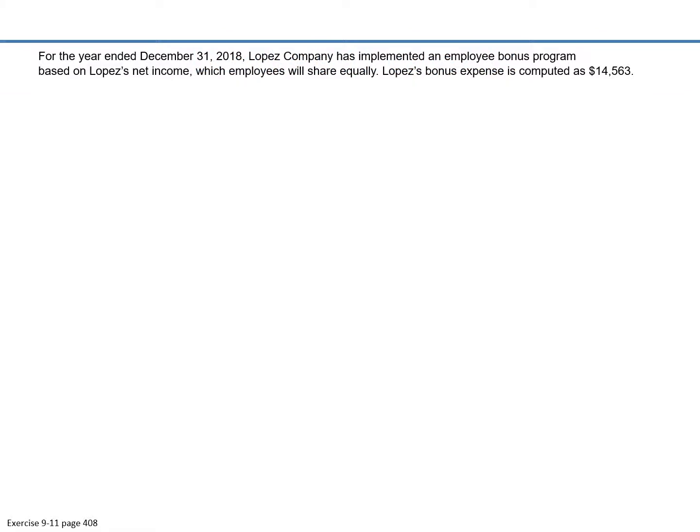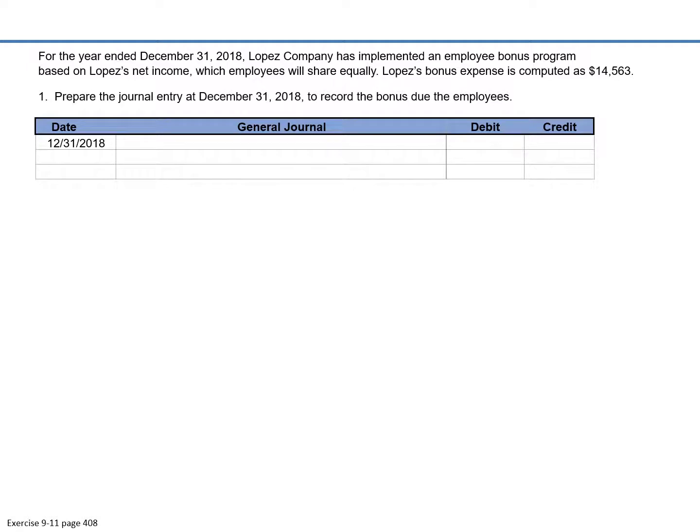All right, exercise 911. So for the year ended December 31st, Lopez Company implemented an employee bonus program. Based on their net income, they expect their bonus expense to be $14,563. So prepare the journal entry at December 31st to record the bonus due to the employees. Employee bonus expense is a debit of $14,563 and bonus payable is $14,563.